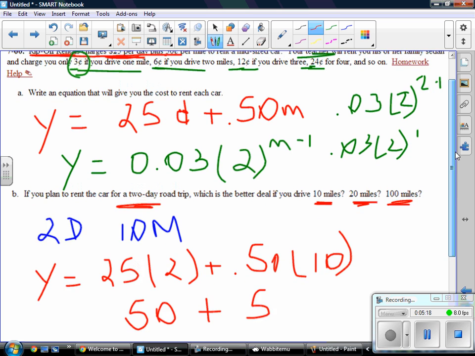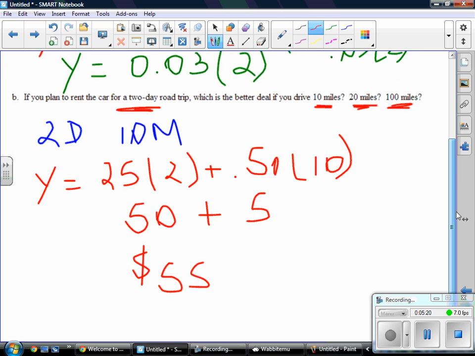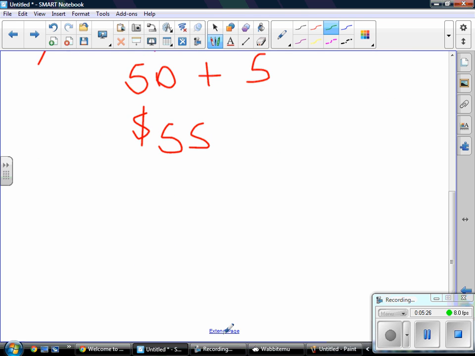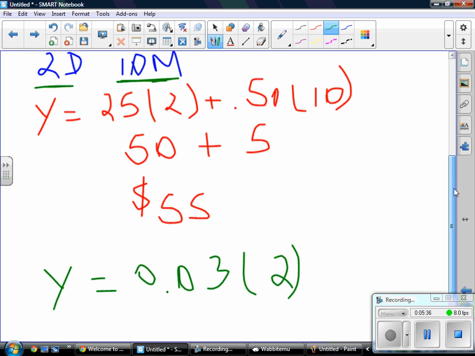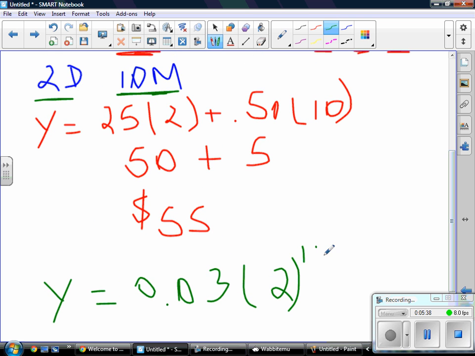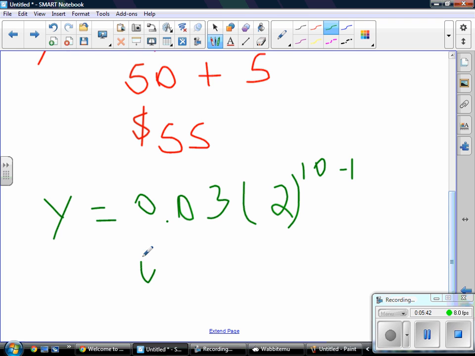Second person, which is your teacher, is going the same distance now. You're still doing 2 days, 10 miles. But in their equation, they don't care how many days it takes you. They just want you to go. They're going to charge you based on the miles that you go. So we said 3 cents times 2 raised to the how many miles you go, 10 miles, minus 1. So this is really 0.03 times 2 raised to the 9th power.